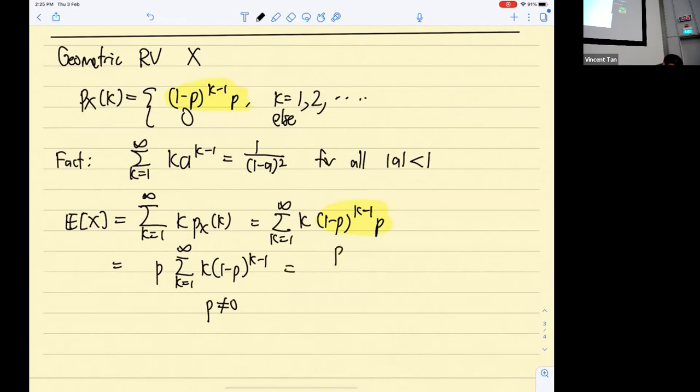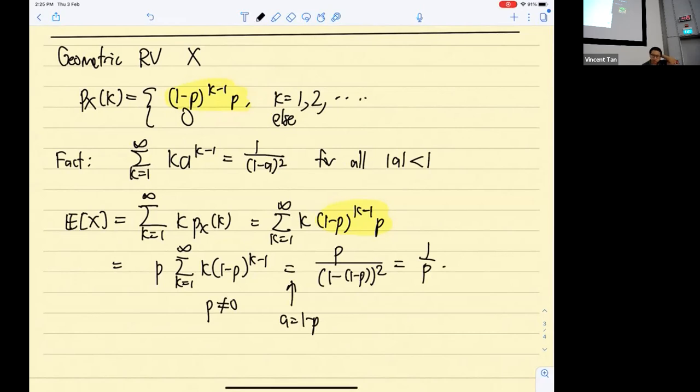And so we have p divided by 1 minus p squared, right? We are taking a to be 1 minus p. So now after you have cleared some fractions and cancelled some things, you get 1 over p. So that's the way you calculate the mean of a geometric, all right?